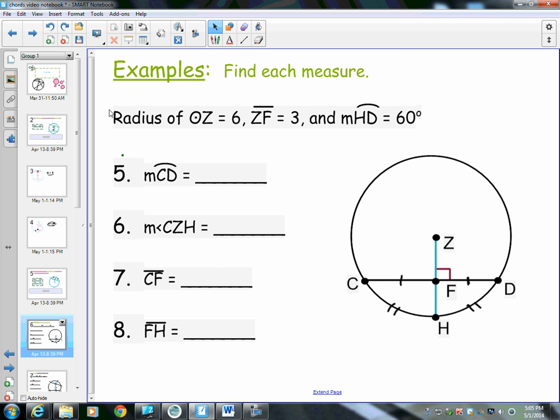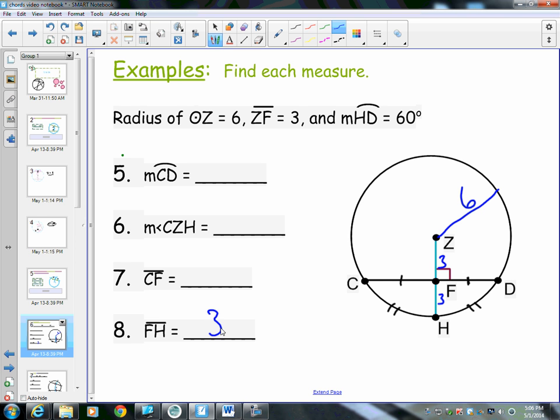Now we're going to look up here at what we're given. It says the radius of circle Z is 6. So some radius, whatever it looks like, I'm going to draw it up here. This is 6. If you notice, ZH is also a radius, so it's also 6. I'm not going to draw it though, and you'll see why in just a second. It says ZF is 3. If segment ZF is 3 and the entire ZH is 6, I can say 6 minus 3, and FH has to also equal 3, because 3 plus 3 equals the entire radius, 6. And that's our first answer, which is actually number 8.